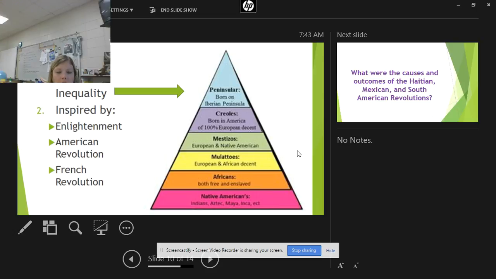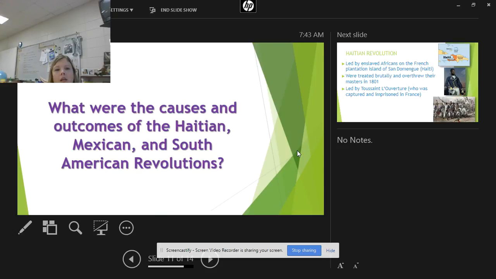And of course, below, we have Africans and Native Americans. Okay, so they're obviously going to be on the lower end of the rights, wealth, land ownership, etc. So there's our social inequality in Latin America. Now, looking at each of the revolutions in particular, we're going to do these very quickly.